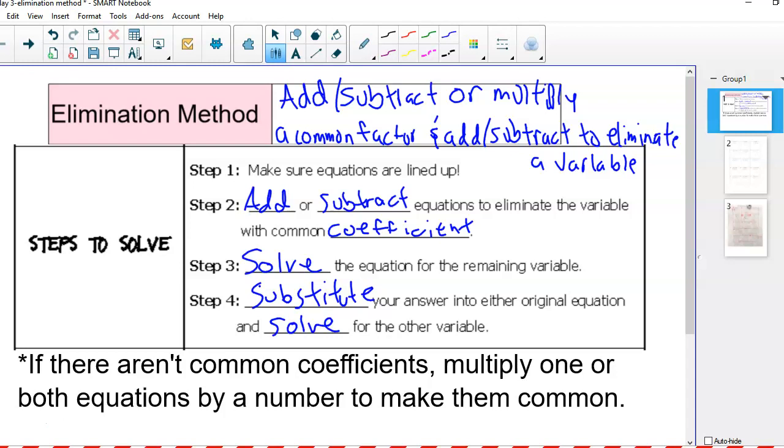So this sentence underneath that box and the sentence you're currently writing kind of go together. If there aren't common coefficients, multiply one or both equations by a number to make them common. So in general, you are either adding or subtracting the equations, or you're multiplying one or both of the equations by some number so that you can add or subtract them. It'll make more sense when we actually do it. Anyone still need this?